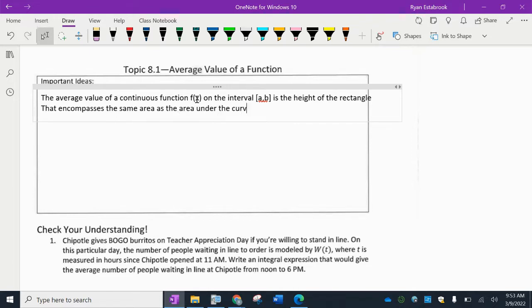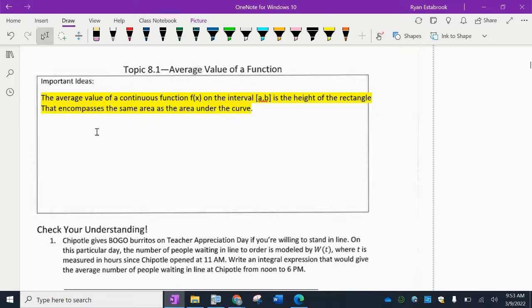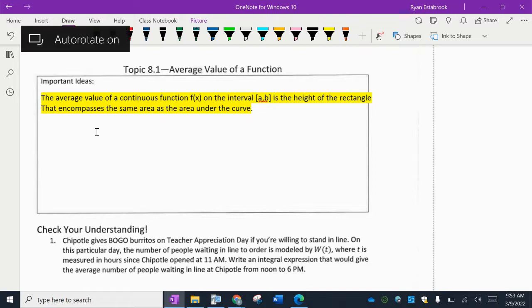Looking at this from a geometry perspective first. The average value of a continuous function on the interval from a to b is the height of the rectangle that encompasses the same area as the area under the curve. That's what we looked at on the front page. Let's make a more general drawing of that back here.